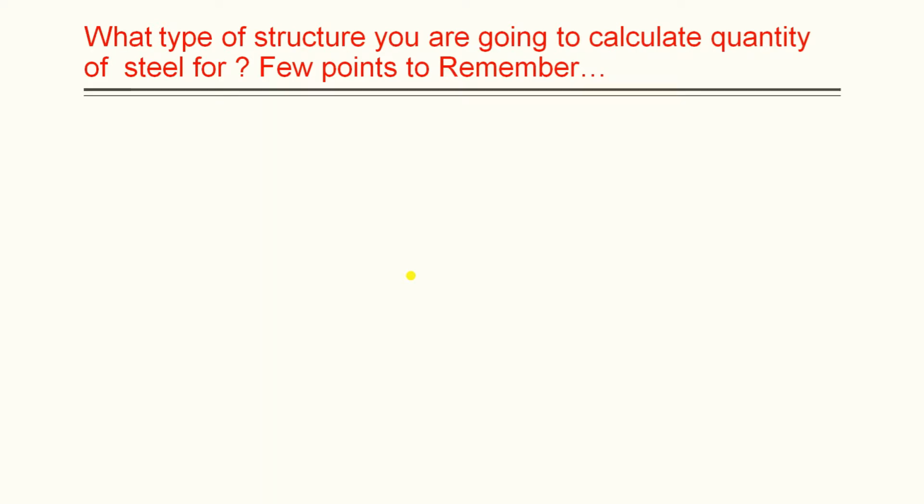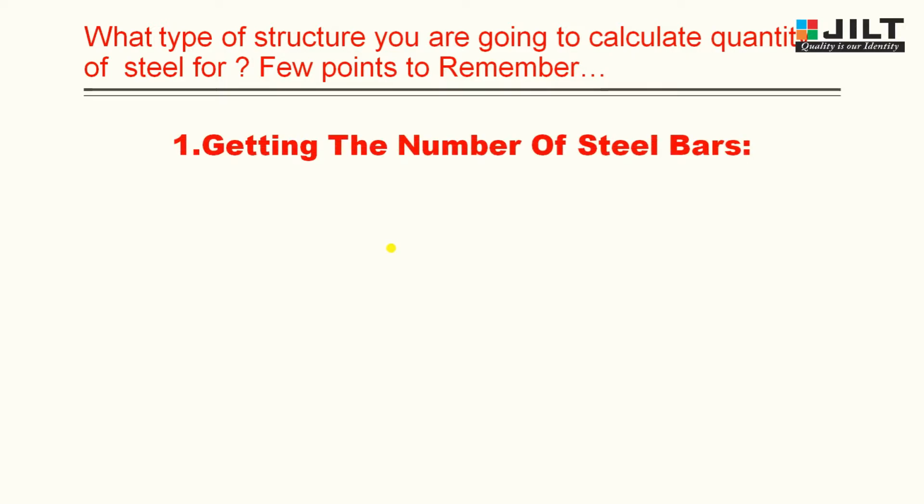Now let's move on to discuss in detail what type of structure you are going to calculate the quantity of steel for. The structure may be footing, slab, column, beam, etc. You can calculate for all types of components of a structure, but today I am going to discuss only footing. The points I am going to discuss are suitable for all the components of the structure, that is footing, column, beam, slab, etc.